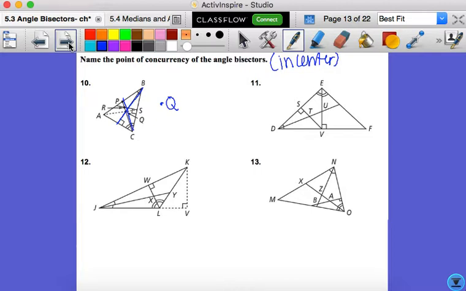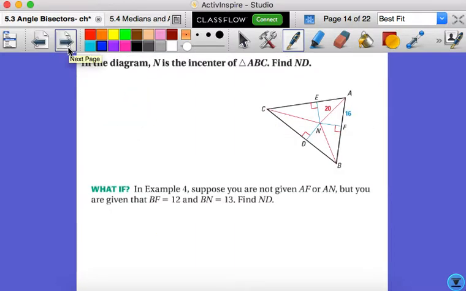Same thing for number 11. I've got one angle bisector here, another one here. They're both meeting at point U. One here, both meeting at point X. And last but not least, one here and one here, both meeting at point Z. So in the diagram, N is the incenter.